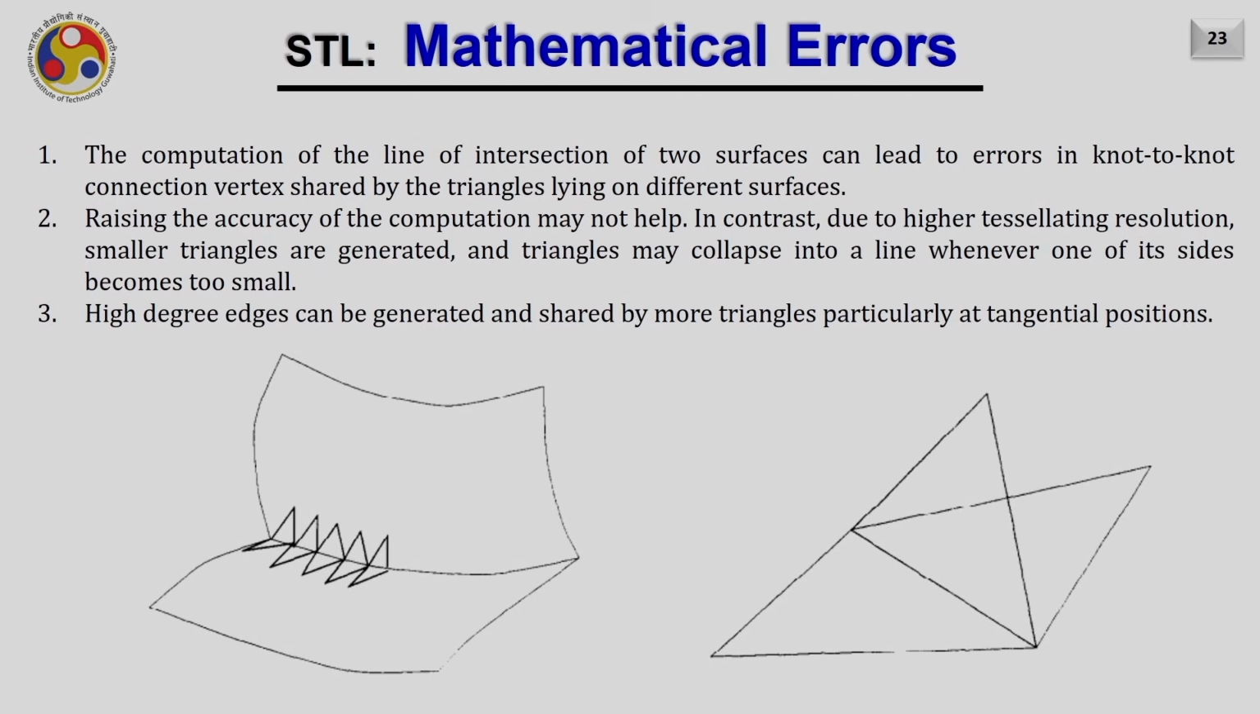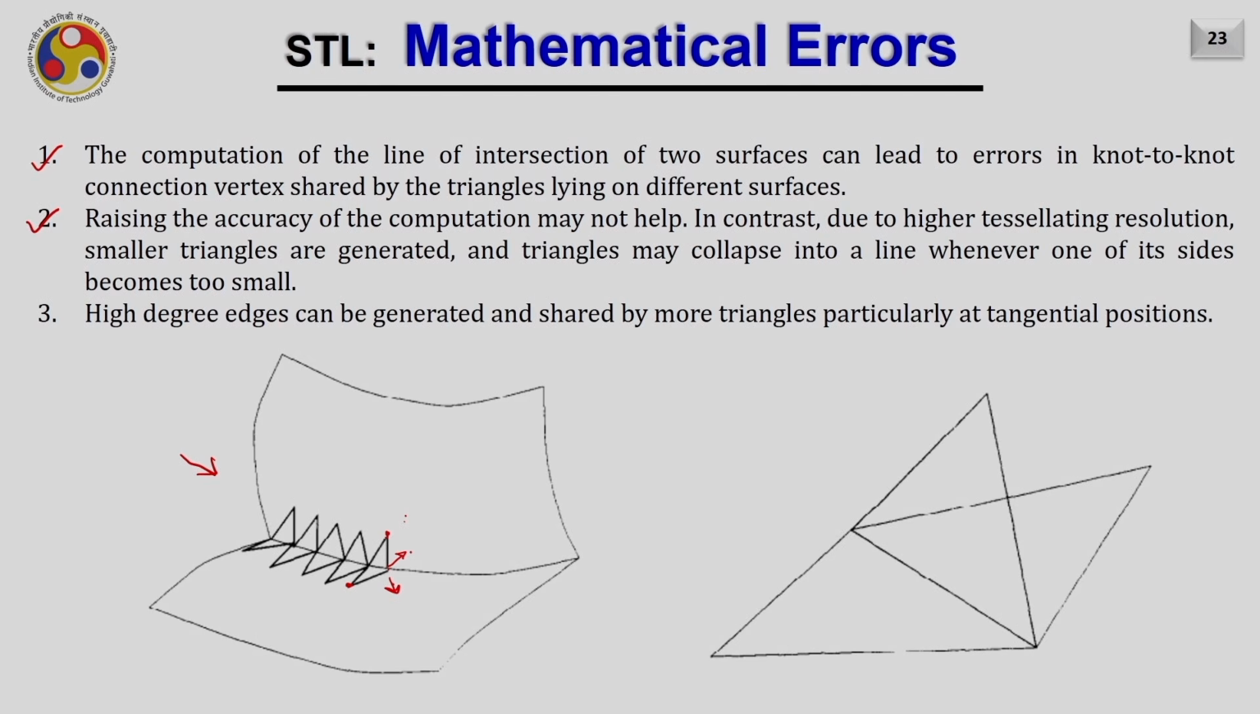Now let us discuss some mathematical errors. The computation of the line of intersection of 2 surfaces can lead to error in knot to knot connection, with a vertex shared by triangles lying on different surfaces. So what you are seeing here is one example of the same. This vertex is lying on this surface, this vertex is lying on this surface, and this is the common point. This common point is supposed to lie on this surface or on this surface, but due to the error in defining the floating numbers, this vertex may be considered on this surface or on this surface.